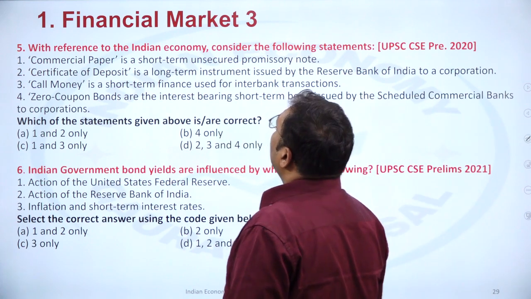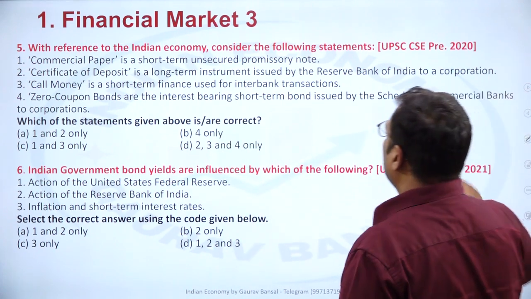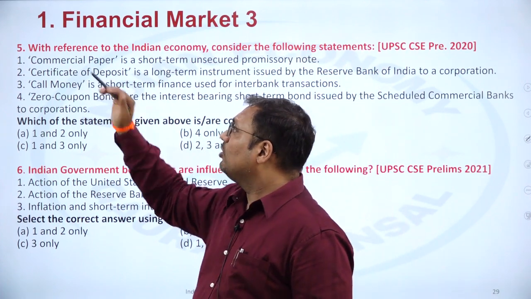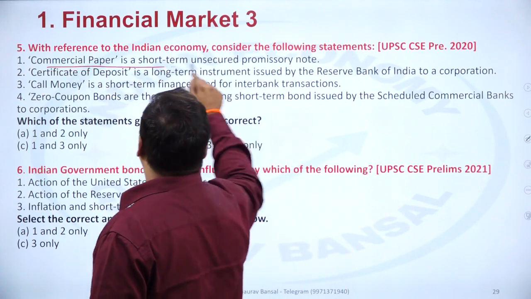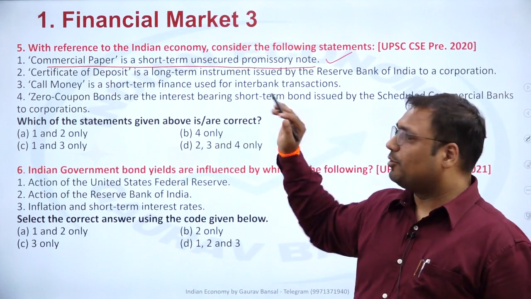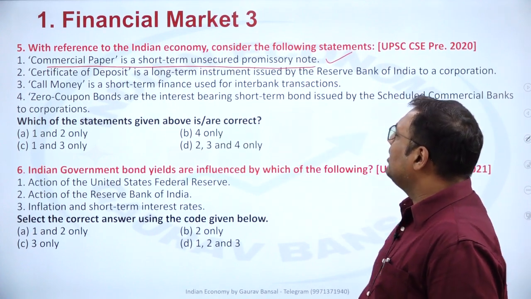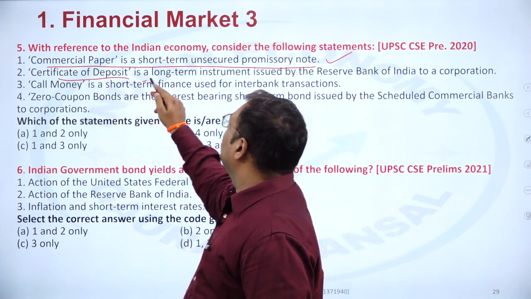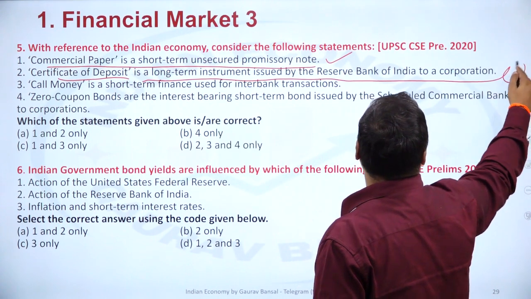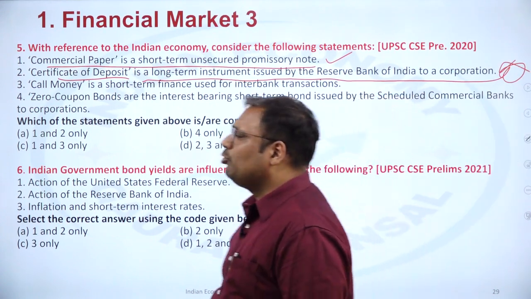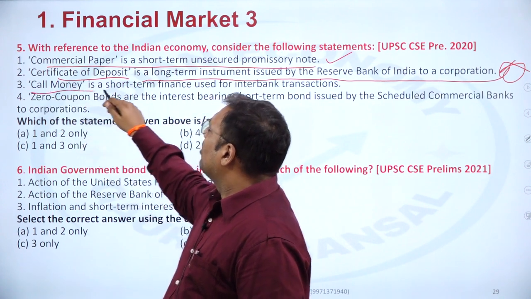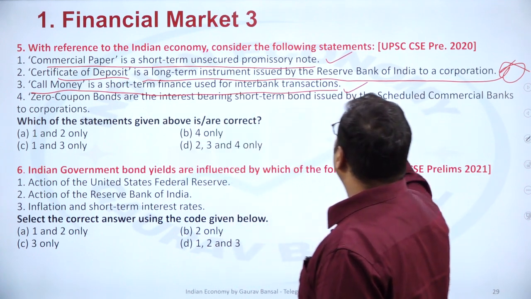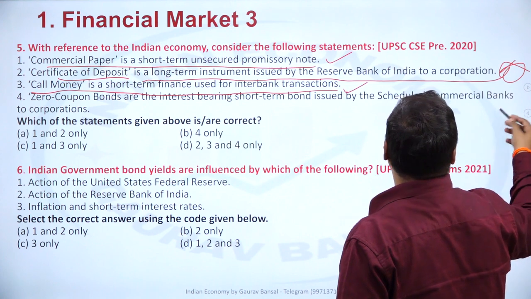Fifth, with reference to Indian economy, consider the following statements. Again, a PYQ. Commercial paper is a short-term, unsecured promissory note. Is that correct? Yes. In fact, this is a question which is a repeat. I've already covered it in the bonds session also. Certificate of deposit is a long-term instrument issued by RBI. This is absolutely wrong. There is no sense in this. RBI doesn't issue any financial instrument directly. Call money is a short-term finance used for interbank transactions. That is correct.